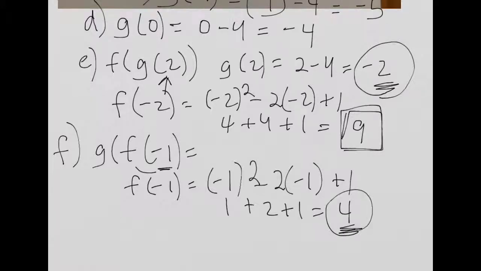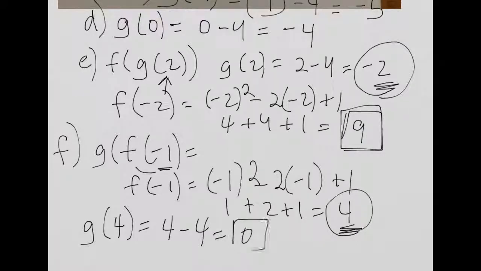What do I do with that? I need to plug it now in the other function that's left on the outside, the g function. So now I'm going to do g of 4. So 4 minus 4 is 0. So my answer for F is 0.